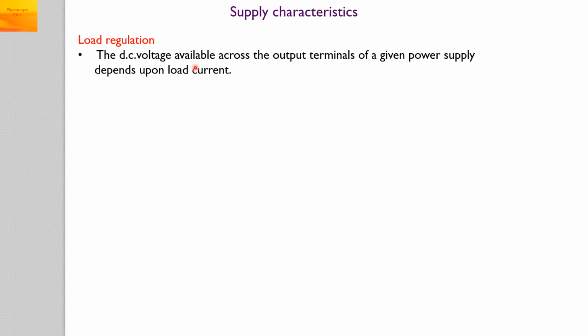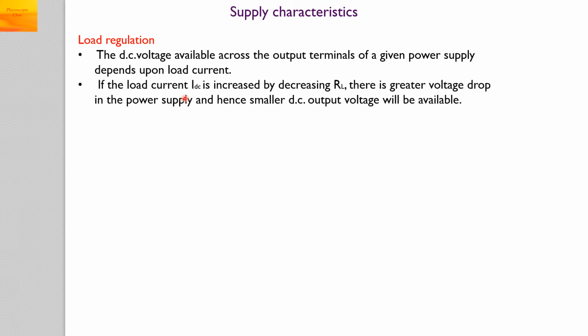Supply characteristics. The first characteristic is load regulation. The DC voltage available across the output terminals of a given power supply depends upon the load current. If the load current IDC is increased by decreasing RL, the load resistance, there is a greater voltage drop in the power supply and hence a smaller DC output voltage will be available. The reverse will happen if the load current decreases. That can be done by increasing RL.